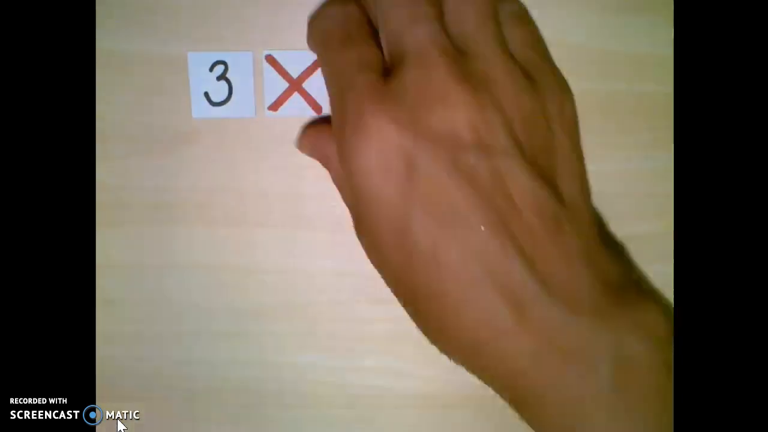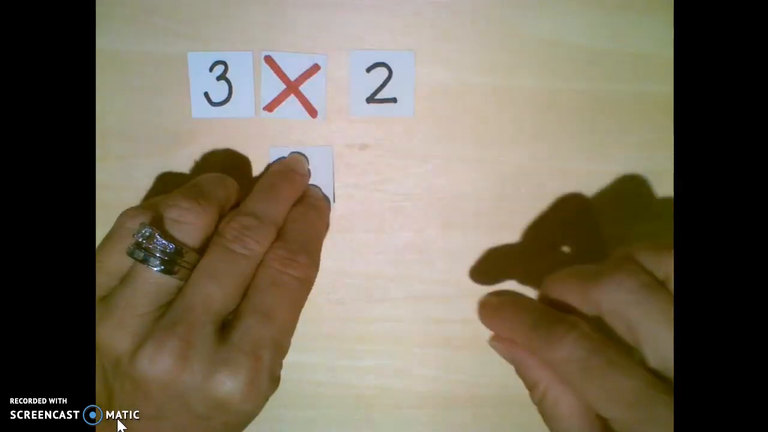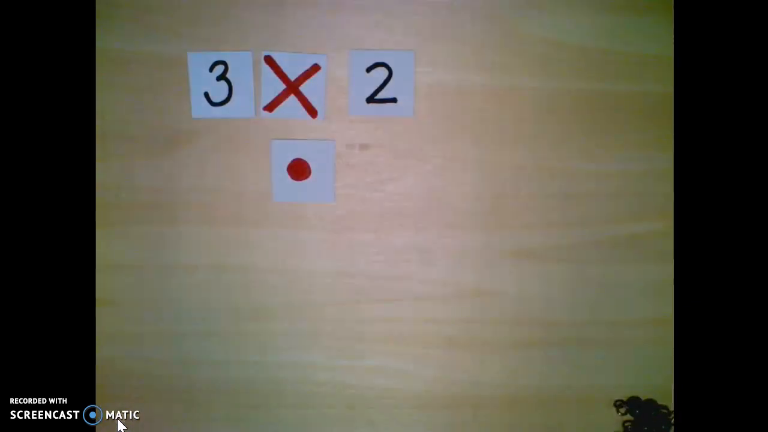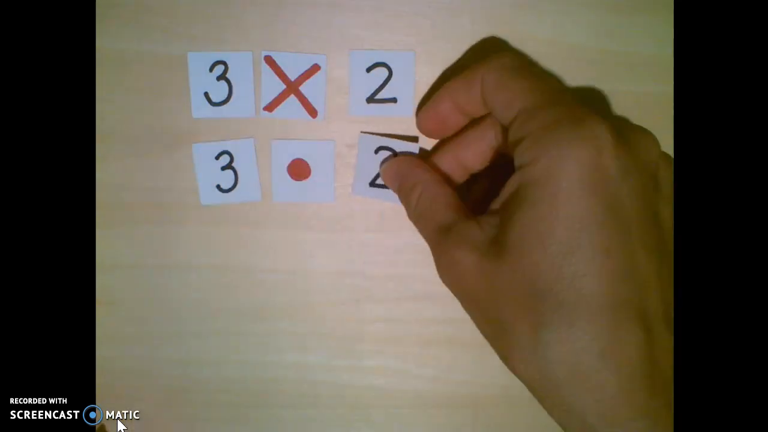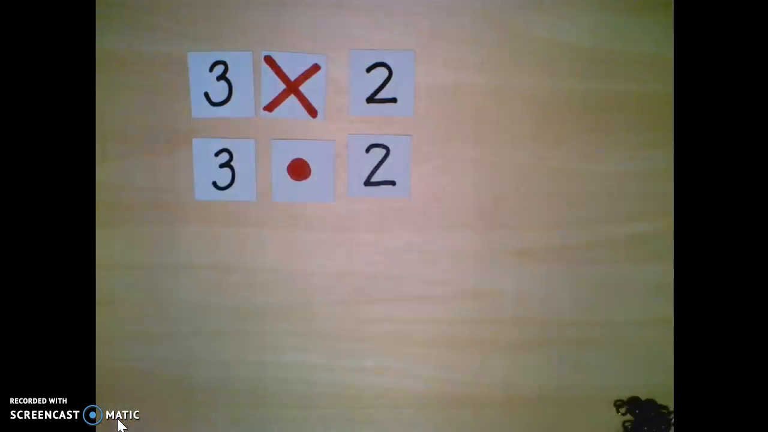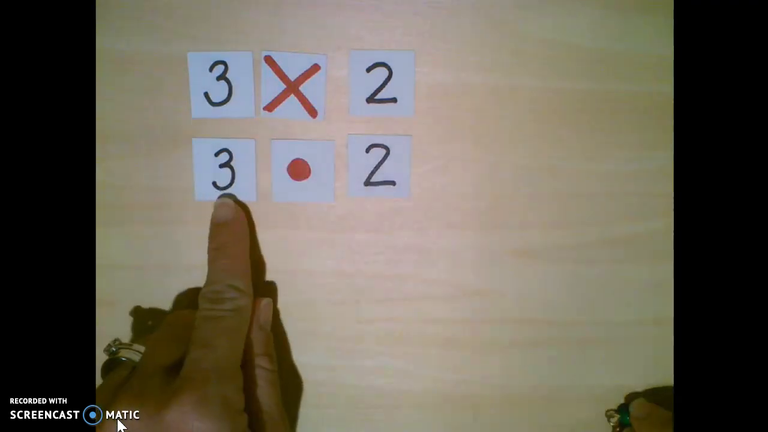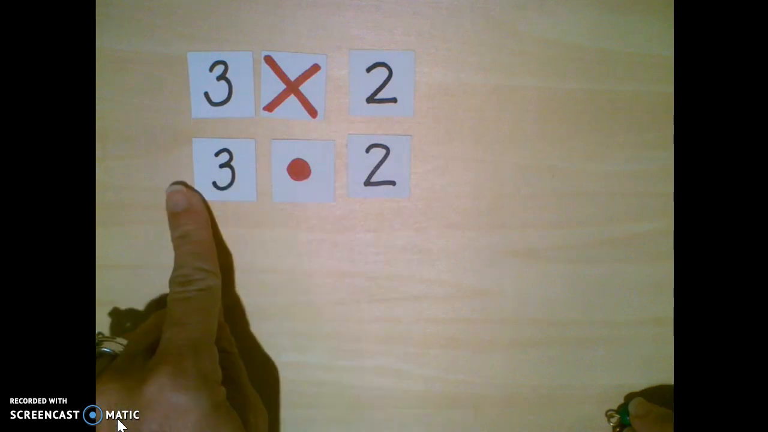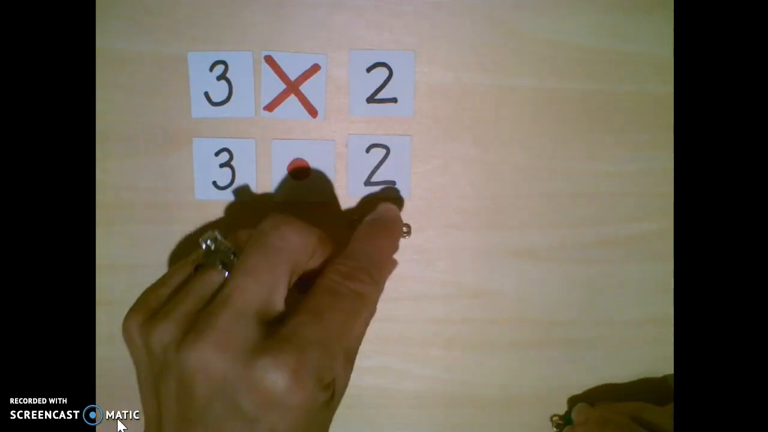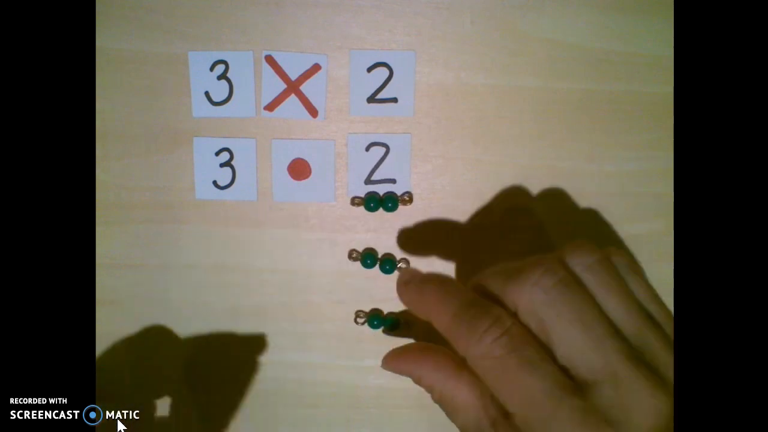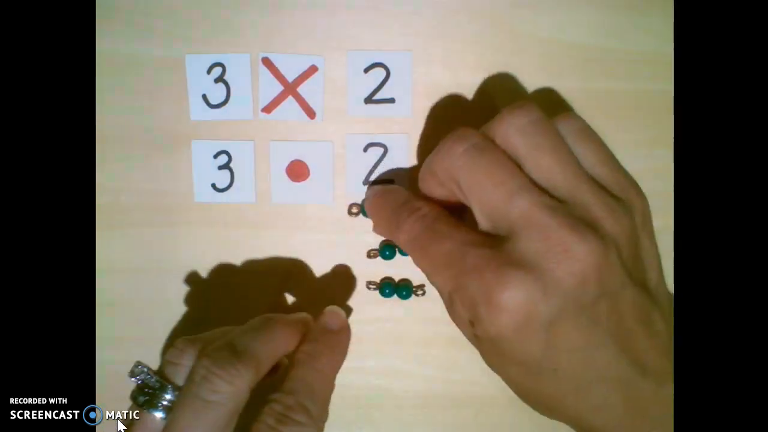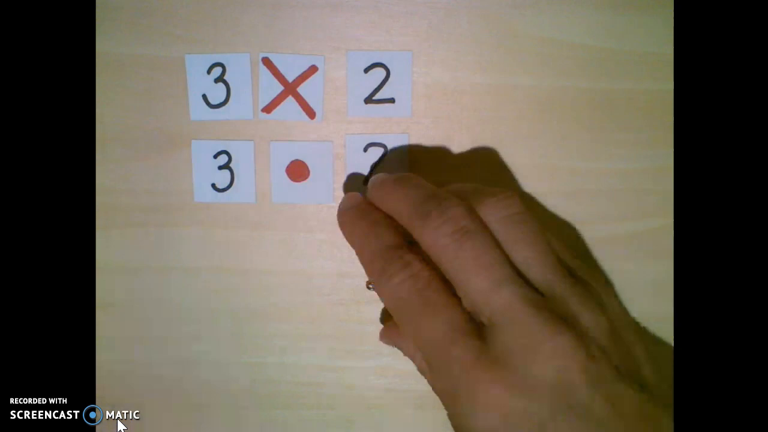Now another way we represent multiplication is with this dot. The nice thing about the dot is that when we use it, there's no confusion, especially when we get into algebra, of is that an X? Is it a multiplication symbol? What does that really mean? So that's another way to represent it. And again, it means 2 taken 3 times, or 3 groups of 2. So here's group 1, group 2, group 3, and that gives us 6.